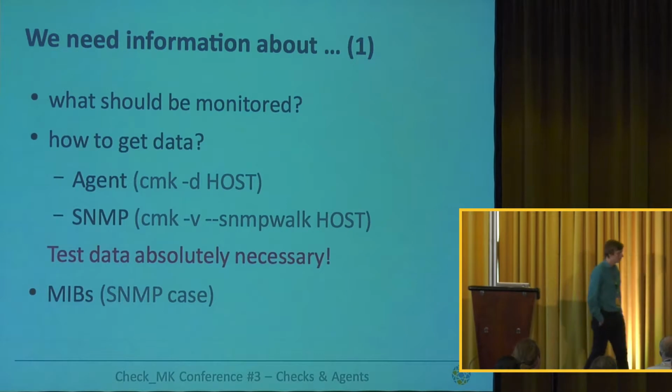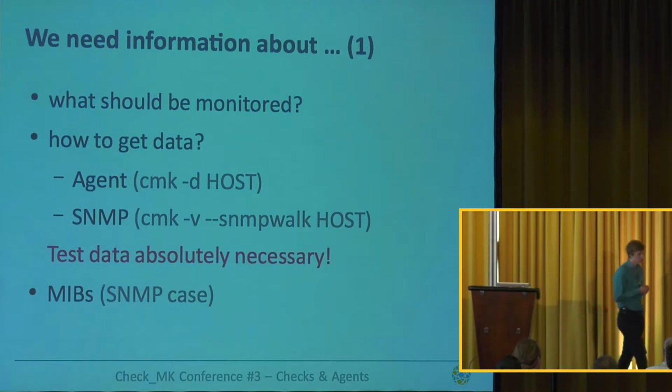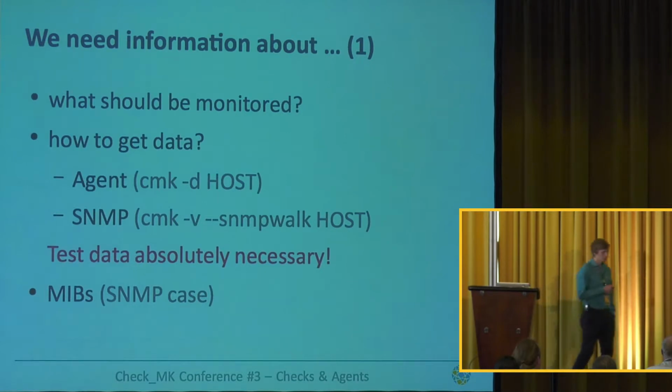Okay, so once in a while we get some requests. For example, I want to monitor device XY, and internally we have a questionnaire because, of course, we need lots of different data. We need more than just a statement. So first of all, we need to know what needs to be monitored and how do we get the data. So is it agent or SNMP? And of course, you should be familiar with that. And then, of course, the test data is absolutely necessary. That's really the basis because we don't even know what we have to do if we don't have that. Especially in the SNMP case, MIBs are very, very helpful to really translate the OIDs and then also to find out what the data source is. So where is what?